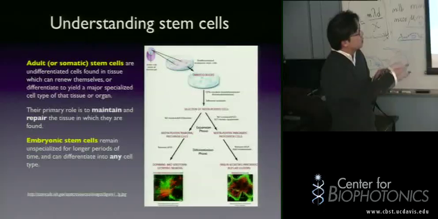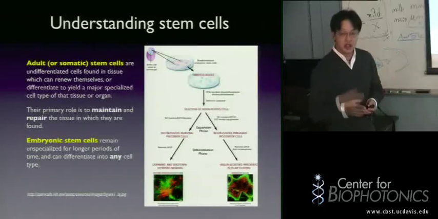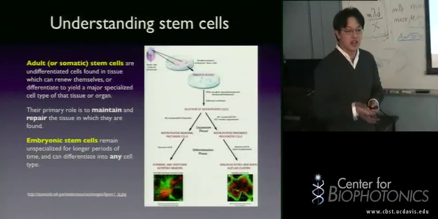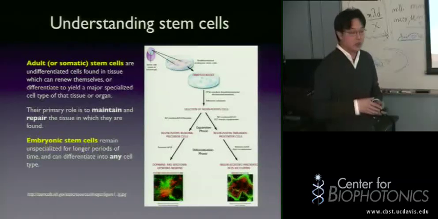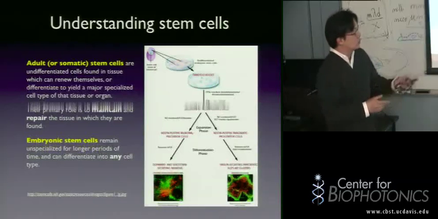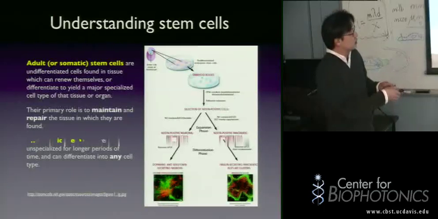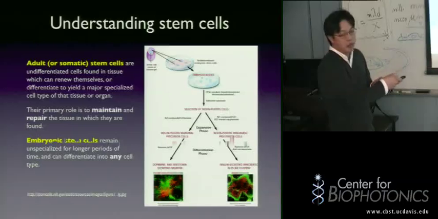This diagram is simply showing some of the research going on in trying to understand the chemical factors that instruct a stem cell to start differentiating, and to figure out, in this case, what's necessary to turn this embryonic stem cell into a neuron versus turning it into a pancreatic cell.